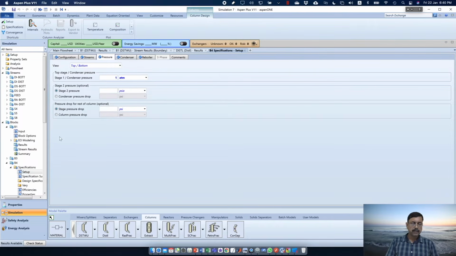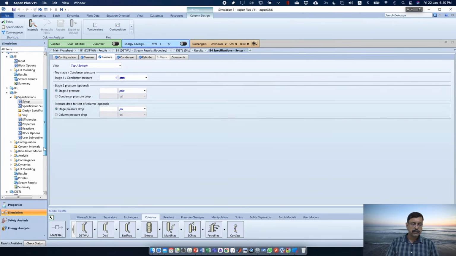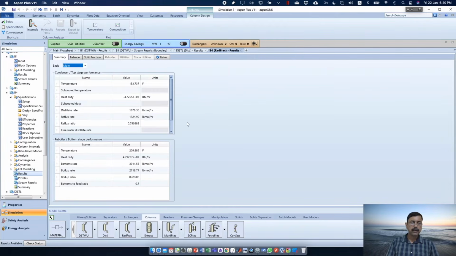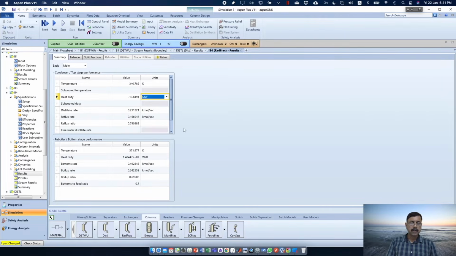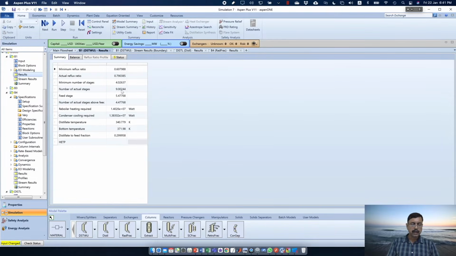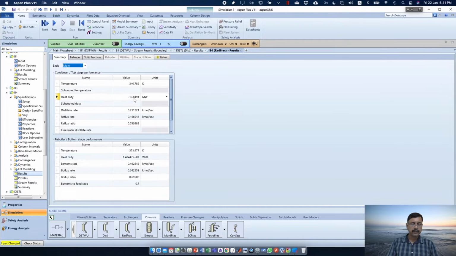Simulation results are available. So let us see the simulation results. Here you can see heat duty in watt. Let us use megawatt, it is better. The condenser is 13.8491 megawatt. DSTW shortcut, it was calculating as 13.83. This is calculating as 13.84, almost same. The same thing will be there for reboiler also. Heat duty is 14.04.